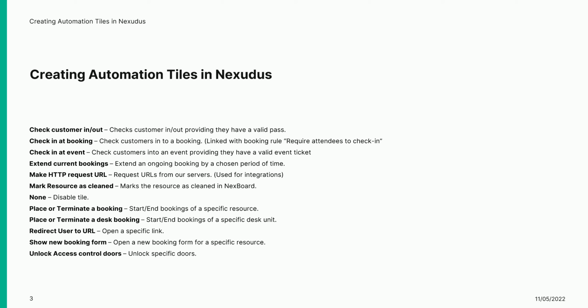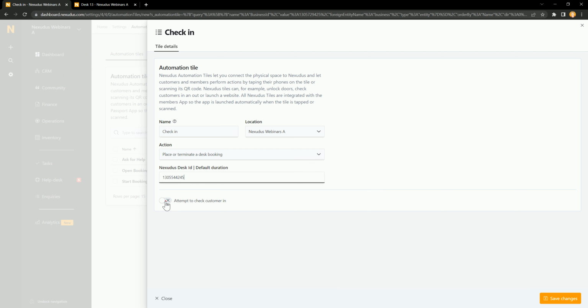With any automation tile action, you can also check the box to attempt to check the customer in. This will simply check the customer in alongside the chosen tile action.